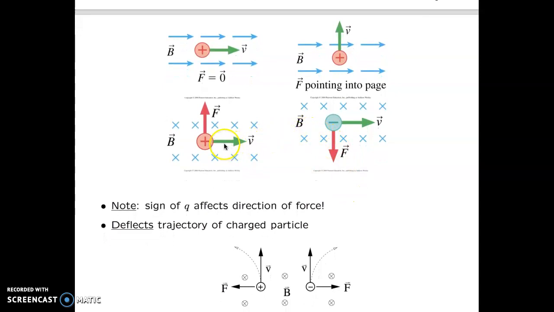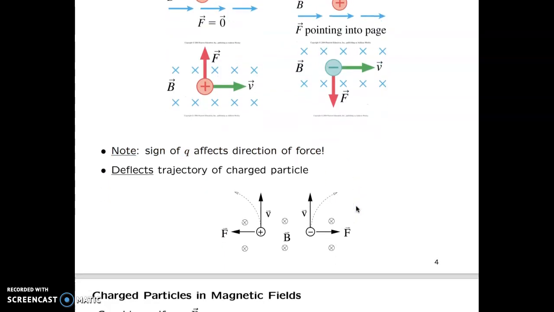So the cross product will tell you the direction of the force if the moving charge is positive. But if the moving charge is negative, well, whatever direction you get using the right-hand rule for the cross product, you take the opposite direction for the force when the charge is negative. Okay? So that's why I say here, the sign of the charge affects the direction of the force. So at this point you may say, yeah, well, so what?